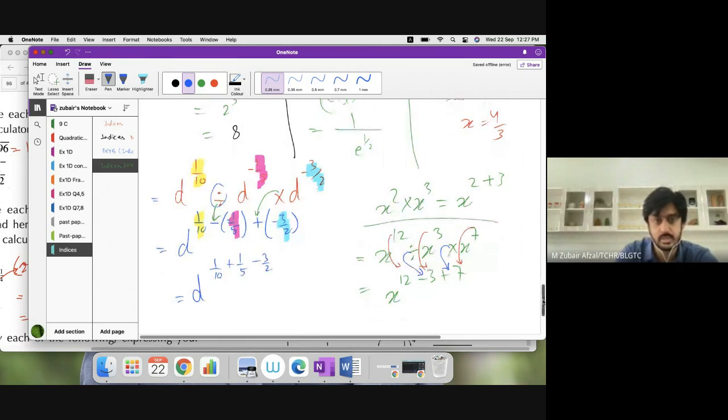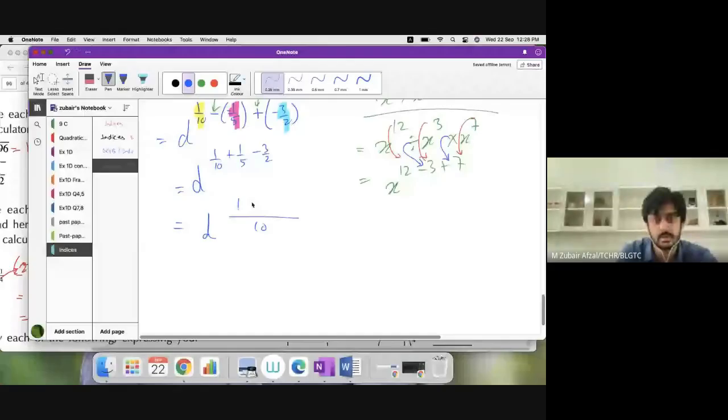Now you take the LCM for these fractions. That is 10. 1 plus 2 minus 15. So minus 12 over 10, and we can simplify it by dividing by 2. So minus 6 by 5. Is it clear? Yes, sir.